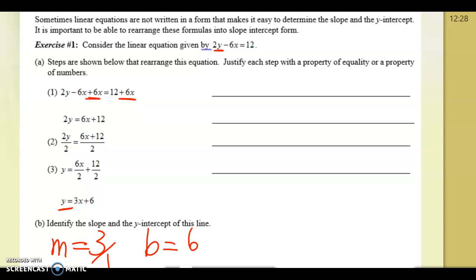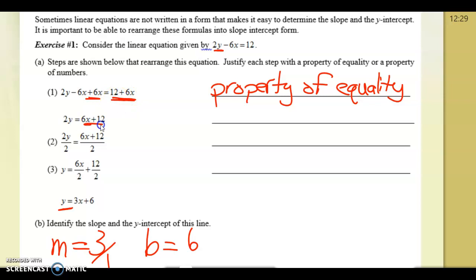The reason why you can do all these things is because of the rules of math, the properties of math. So in the first one, adding 6x on both sides, who remembers what property that one is? Rachel? You got it. We're going to do it to everything. Property of equality. Very nice. And then the little bit of a rearrangement. Small thing here, 12 plus 6x to 6x plus 12. John, that's when we group things together.